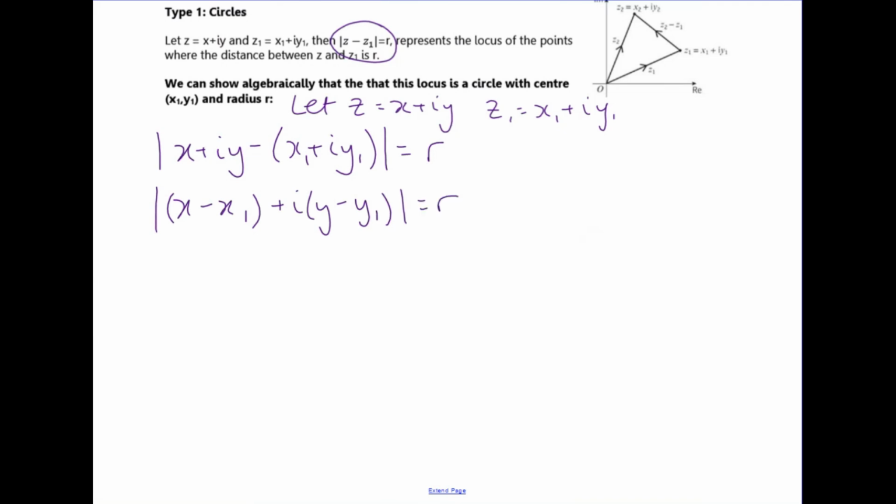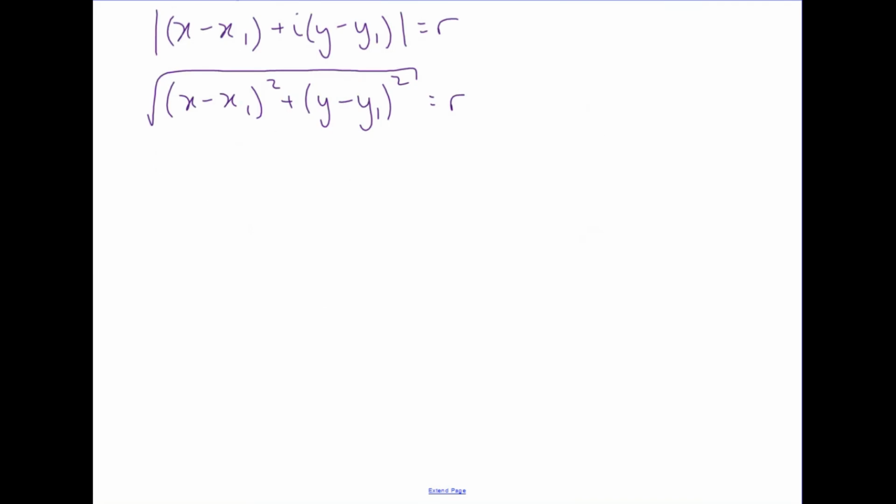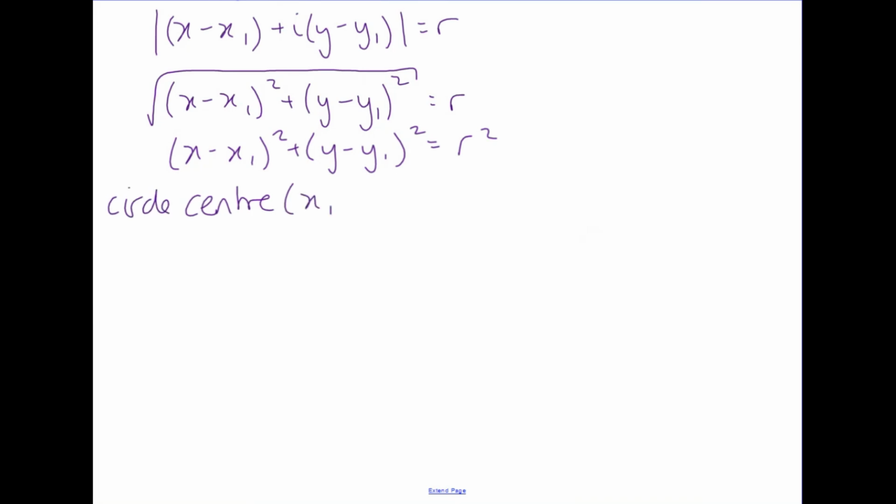We get this. You know how to do the modulus of a complex number, so it's the real part squared plus the imaginary part squared. Remember, you don't include the i when you do that, and square root that. That's how you calculate the modulus of a complex number, and that's equal to r. If I square both sides, you can see now that this is in the form of a Cartesian equation of a circle, the center of which is x1, y1, which are the coordinates of z1, and the radius is just r.